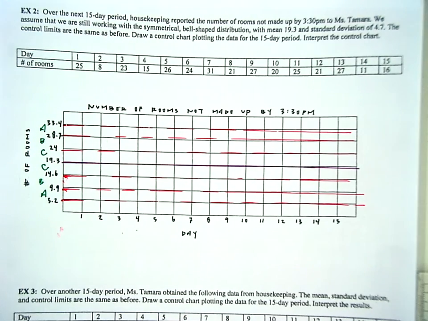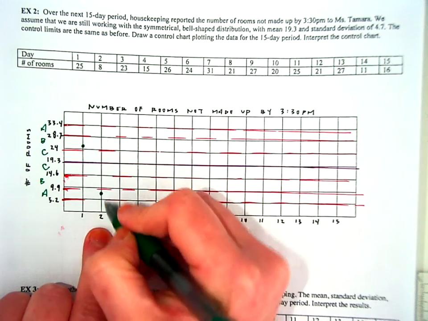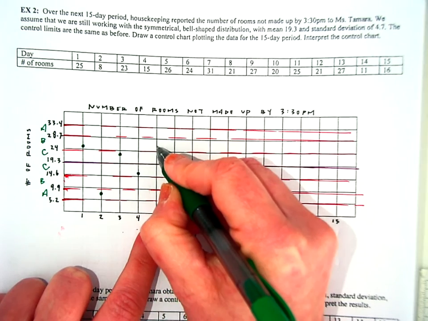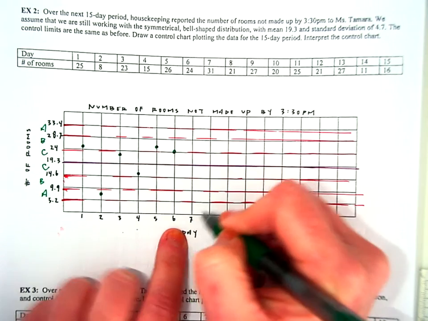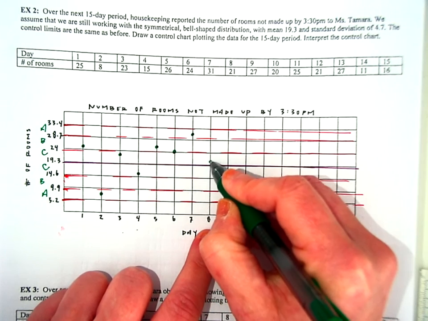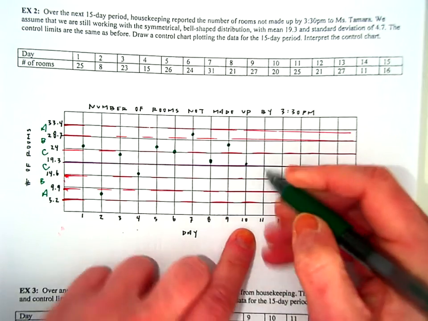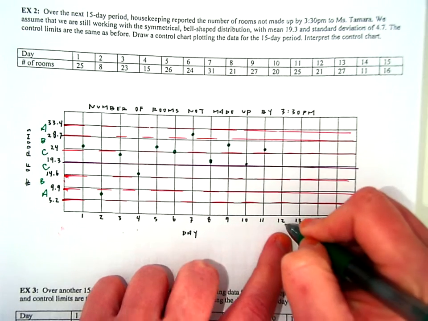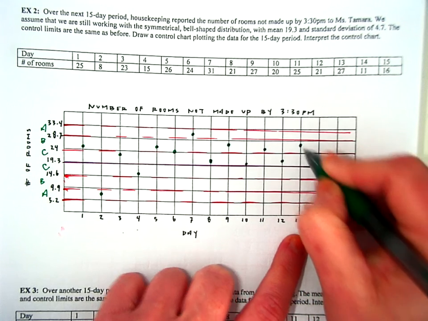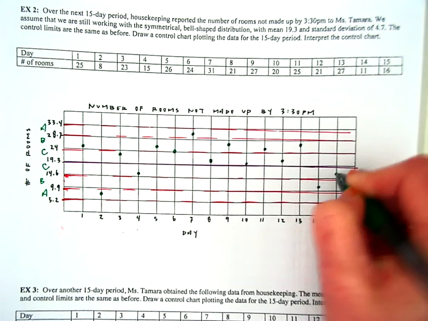All right, so I'm going to plot my data. So day 1, 25 rooms were not clean. 2, 8, 3, 23, 4, 15, 5, 26, 6, 24, 7, 31, 8, 21, 9, 27, 10, 20, 11, 25, 12, 21, 13, 27, 14, 11, and 15, 16. Right about there. All right, so connect the dots.